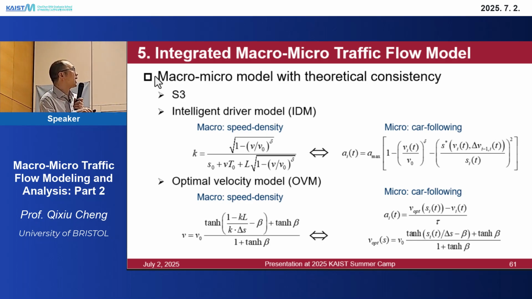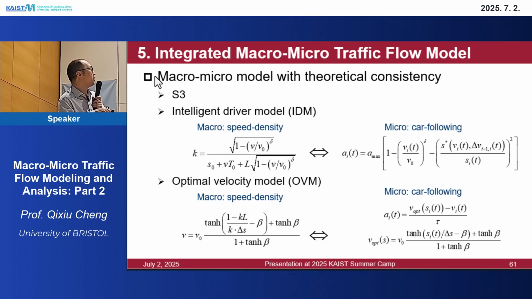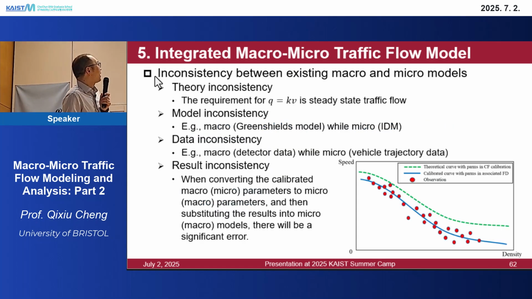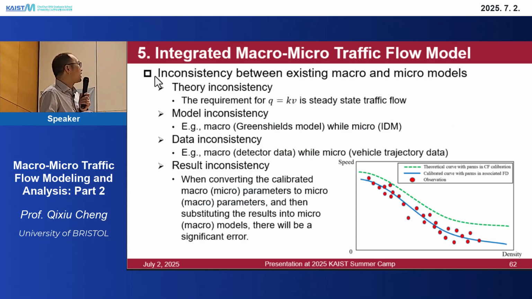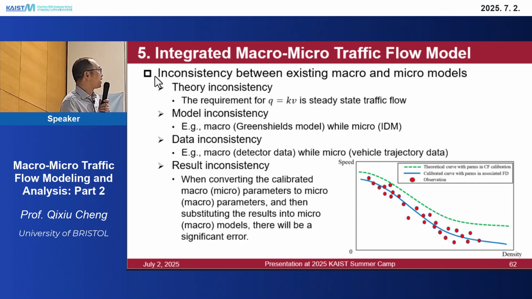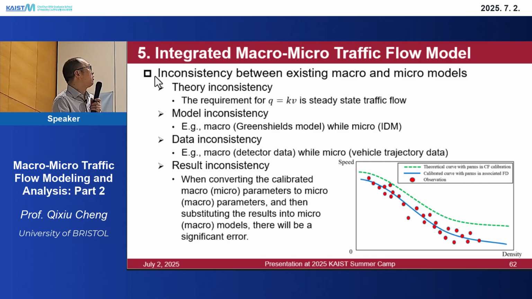And also the IDM, intelligent driver model, also has its macro model and micro model, and the same for OVM. Okay, there are some inconsistencies between the macro model and micro model. This is the research motivation of this study. First, theory inconsistency. The requirement for Q equals K times V is the steady state traffic flow.